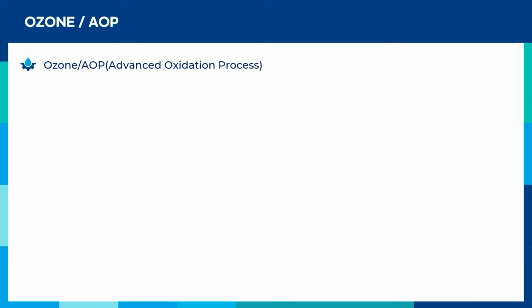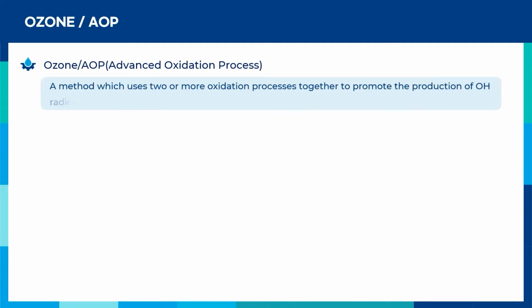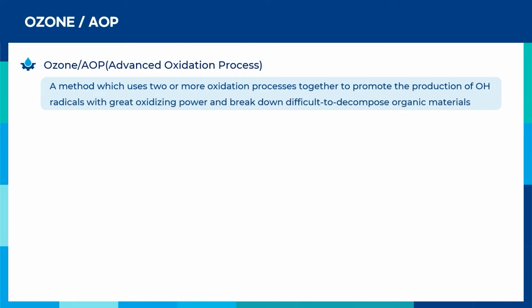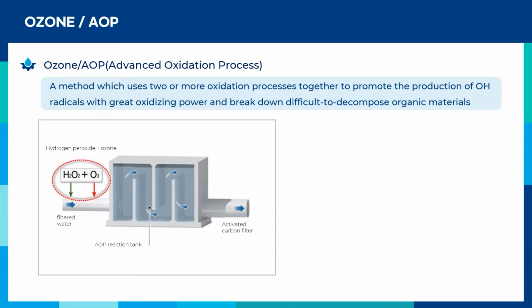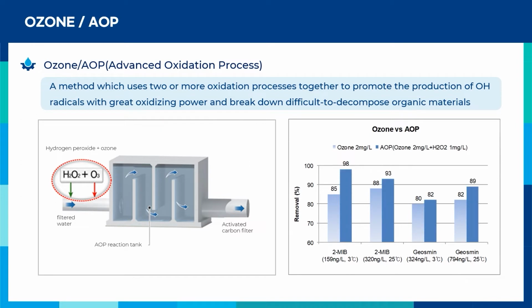Advanced oxidation process is a method of decomposing difficult-to-decompose organic matter by accelerating the generation of OH radicals with strong oxidizing power, by using 2 or more oxidation processes in combination. It is a technology that promotes decomposition of organic matter by increasing the generation of OH radicals by adding hydrogen peroxide before the ozone process. In the case of taste and odor substances, the removal efficiency can be increased by about 20 to 30% compared to the ozone-only process.